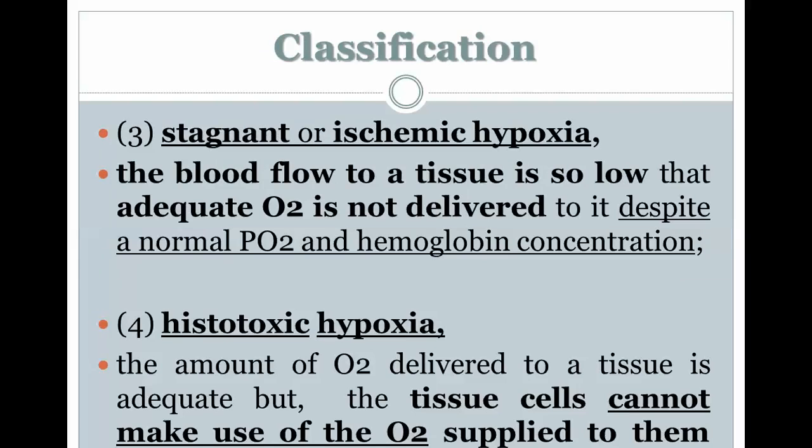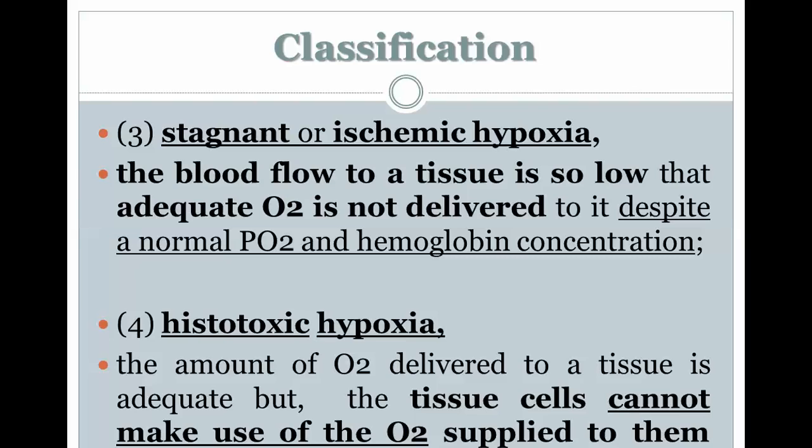Stagnant hypoxia, the blood flow to the tissues is low, either generalized, cardiac output, or localized, stenosis or embolism, despite a normal PO2 and hemoglobin. So the first, hypoxic hypoxia, is the problem only in the PO2. But cardiac output is normal, hemoglobin is normal, carrying capacity is normal, everything is normal. The problem is in the what? In the PO2. It's hypoxic hypoxia.